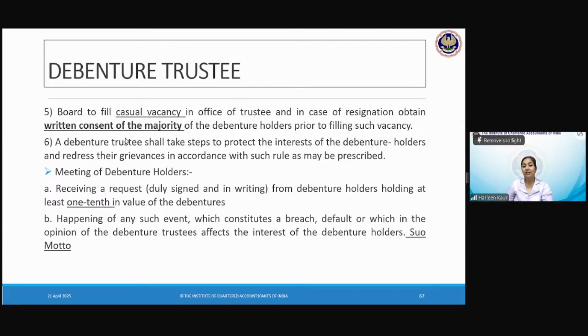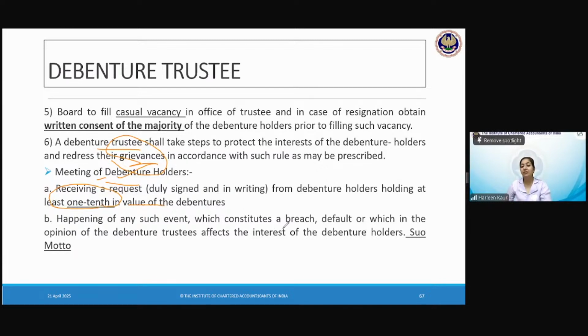Now, the last question is, when the debenture trustee tries to protect the interest of the debenture holders and is addressing their grievances. Grievances means whatever fights they're having, whatever problems they're facing, the debenture trustee is trying to help them. So they can say that we want to call a meeting of the debenture holders. When is the meeting of debenture holders held? What is the number of debenture holders required for the request? It says a written request has to be received from at least 1/10 of the debenture holders in value. Absolutely correct. The consent of 1/10 of the debenture holders in value is required, then only the meeting will be called.